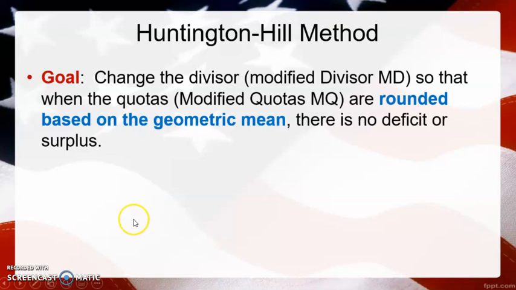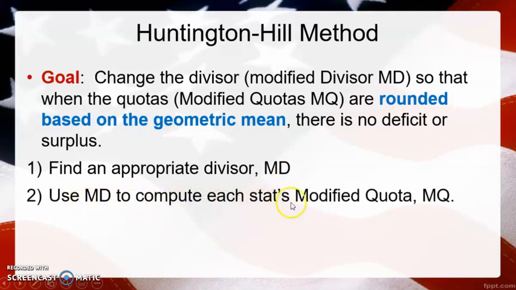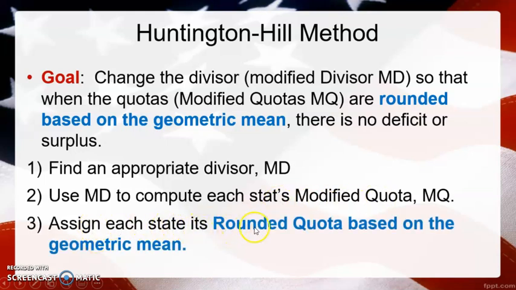So you'll notice our steps are still very much the same as the previous examples. We want to find a modified divisor. Use that modified divisor to find each state's modified quota. And then we're going to assign each state its rounded quota based on the geometric mean. If we do not get the apportionment we're looking for, we're going to go back to step 1, try a new divisor, find new modified quotas, and award again. And we'll repeat that process until we do find the apportionment that we're looking for.